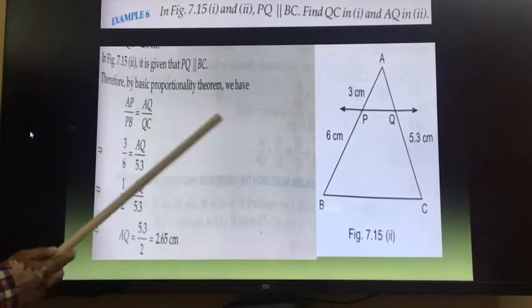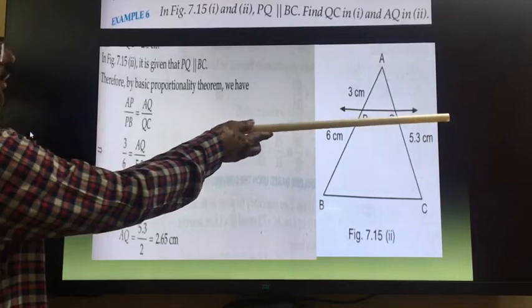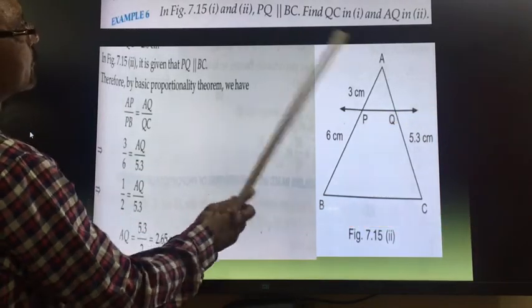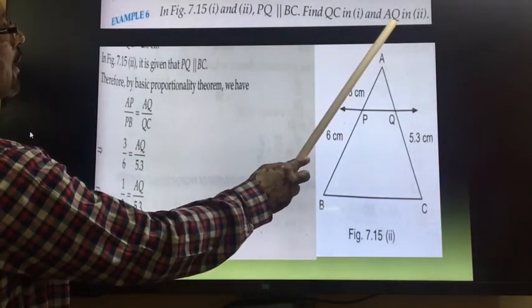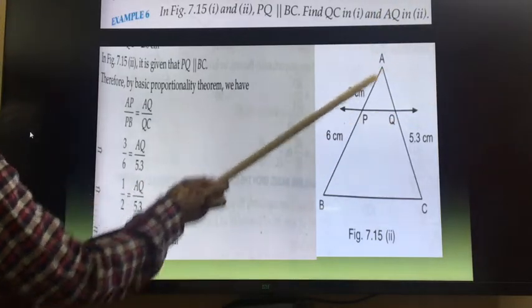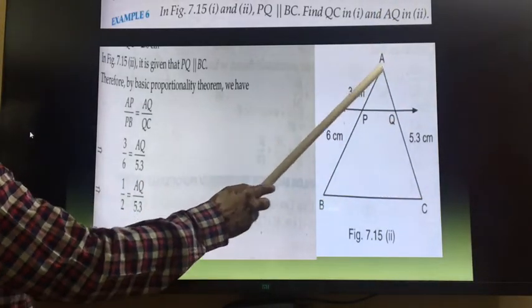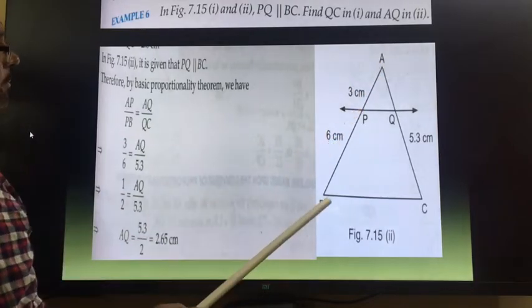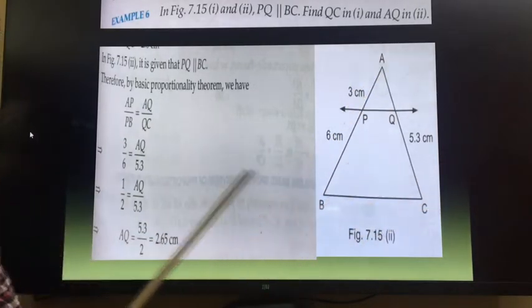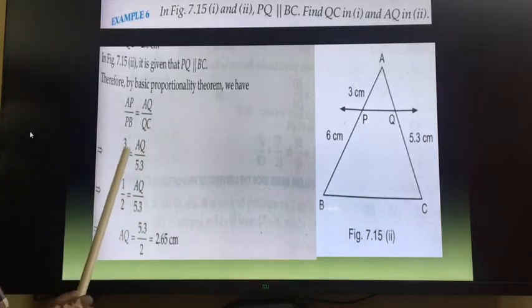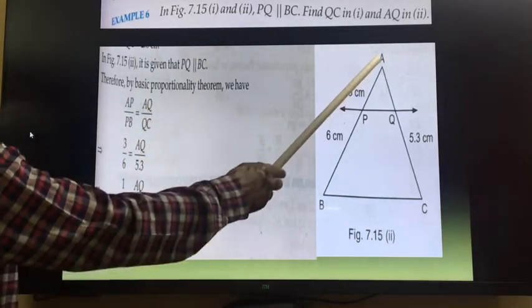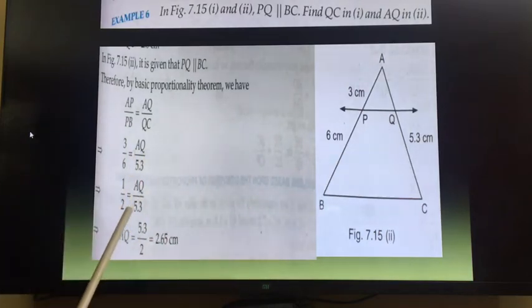Next, again based on BPT theorem, here PQ line is parallel to BC. We have to find out QC and AQ. So here we can write AP upon PB is equal to AQ upon QC. Now AP 3 upon 6 is equal to AQ upon 5.3. Cross multiply, so you will get AQ is equal to 5.3 upon 2, this is equal to 2.65 centimeter. So this is also based on BPT theorem.